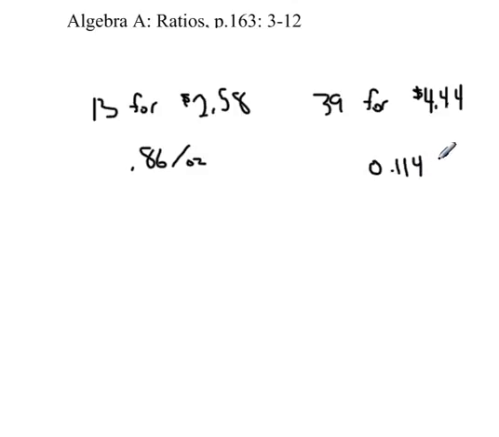Now look at what's happening here. You've got 86 cents an ounce here, and you've got 11.4 cents an ounce here. So obviously this is a much better buy.